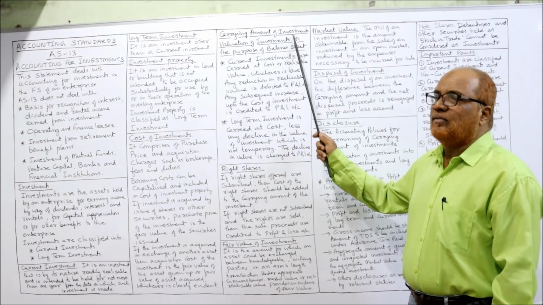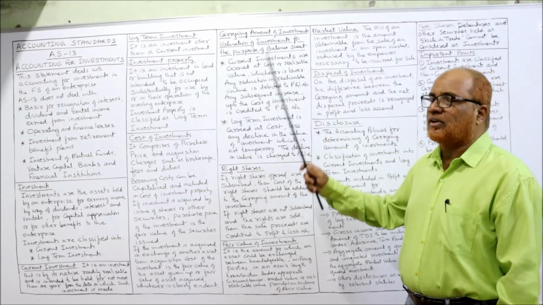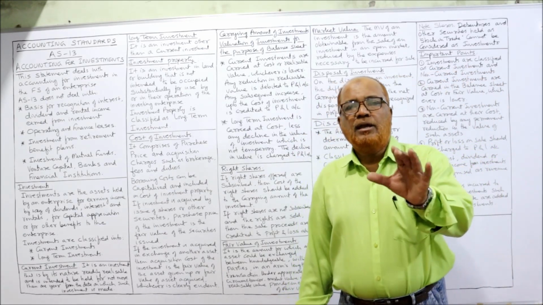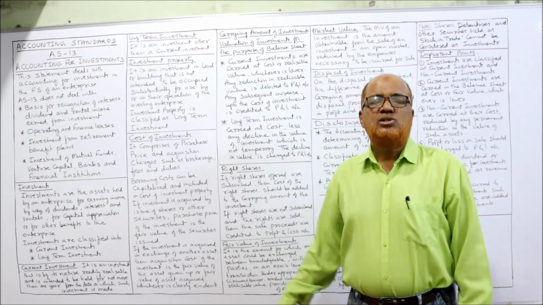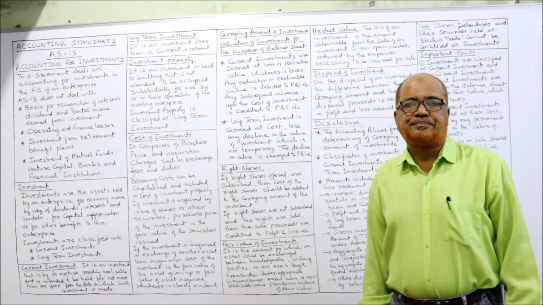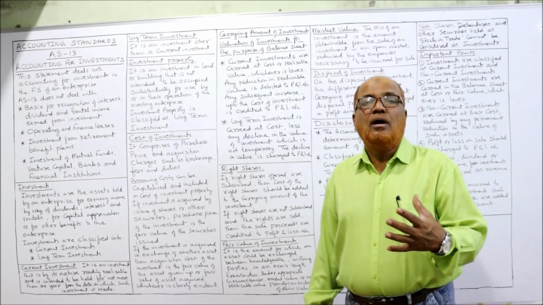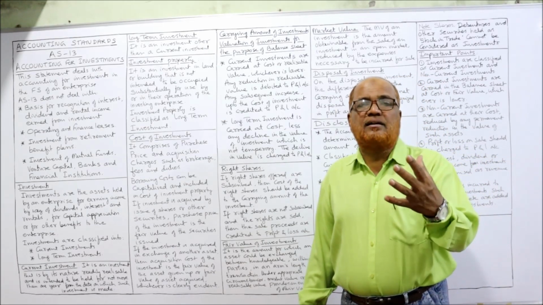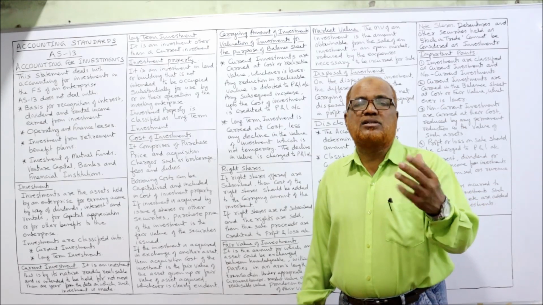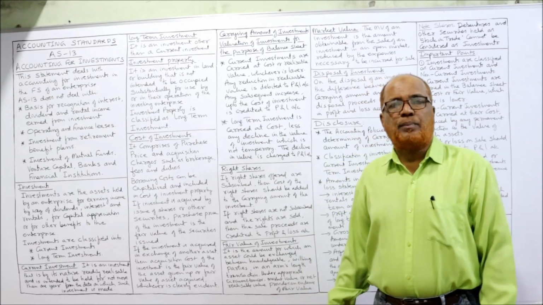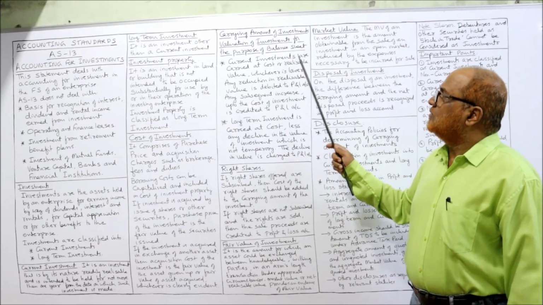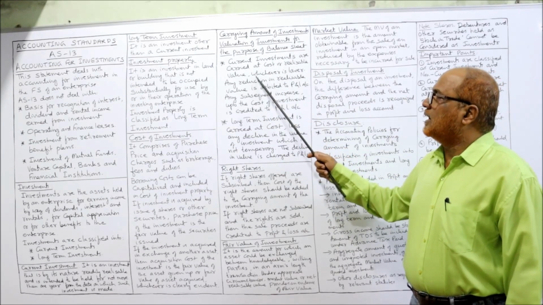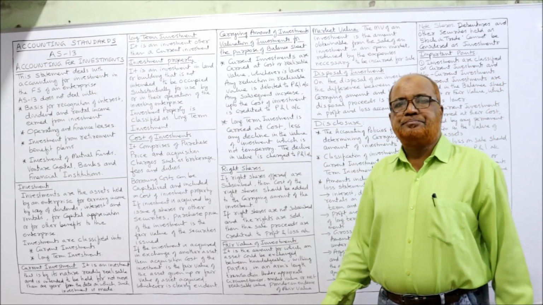Now, carrying amount of investment, valuation of investment for the purpose of balance sheet. In balance sheet, investment will be shown as an asset. So AS 13 has given the explanation how to present, how to calculate the value of investment for the purpose of balance sheet. So first of all, current investments are carried at cost or realizable value, whichever is lower.